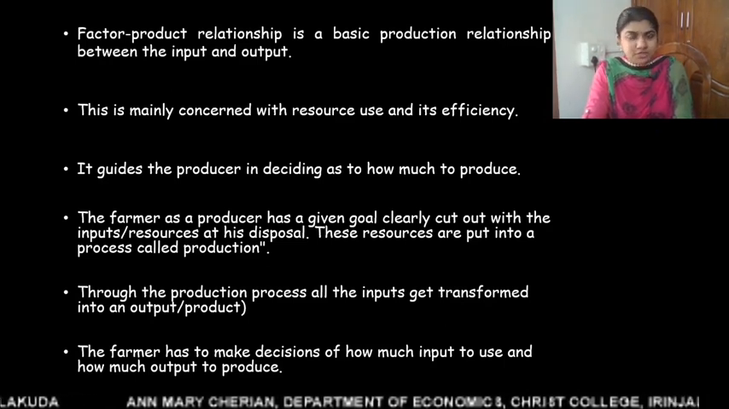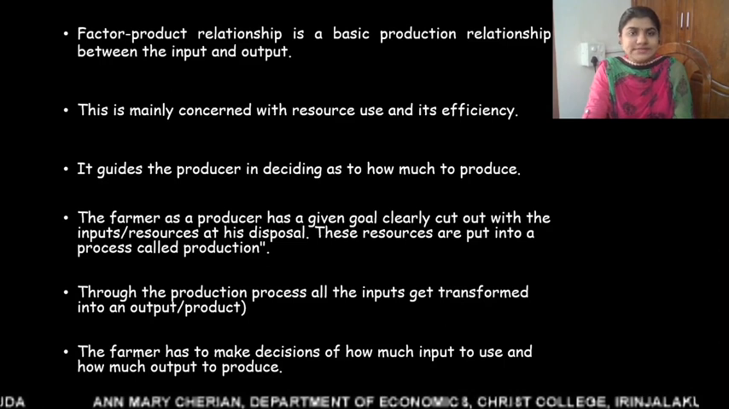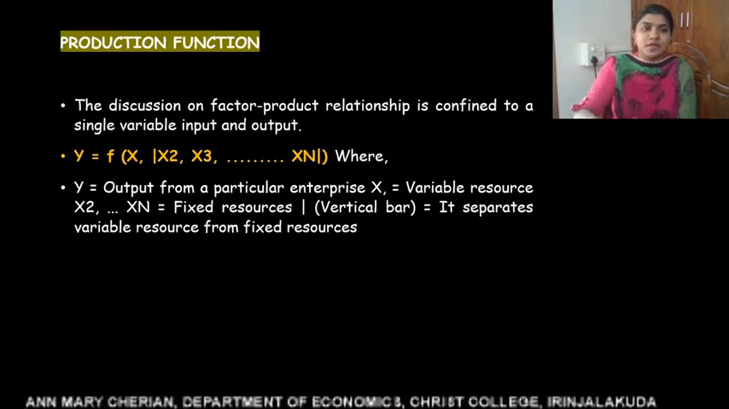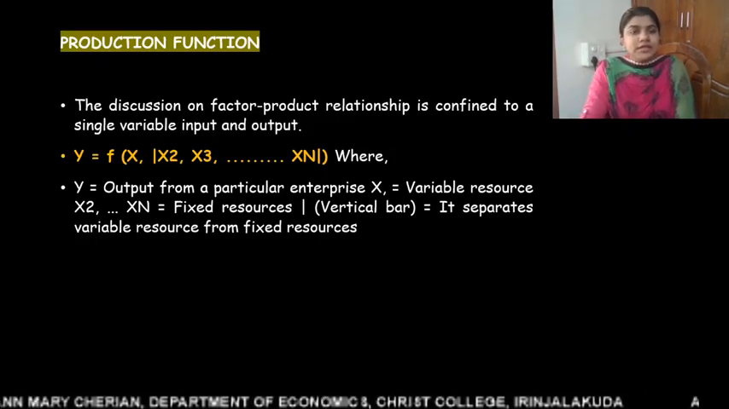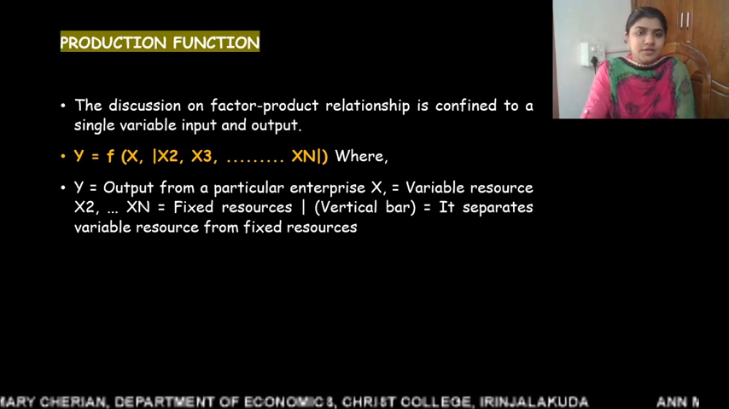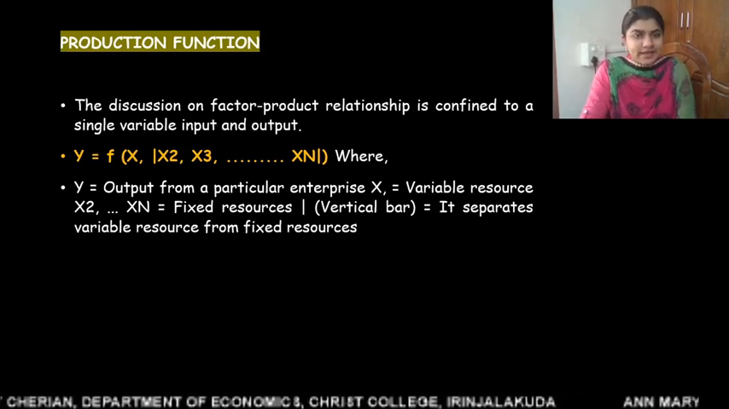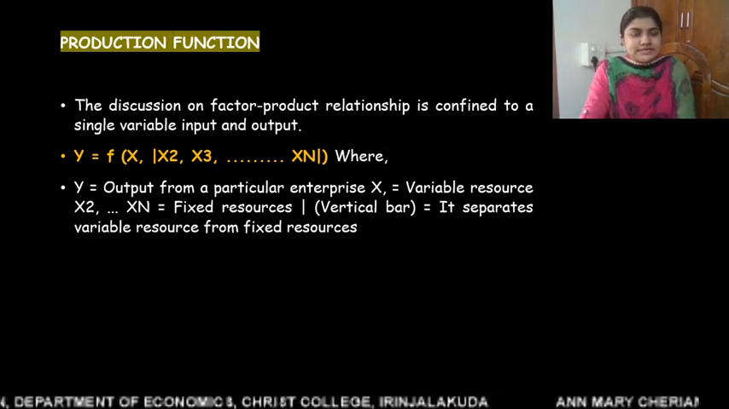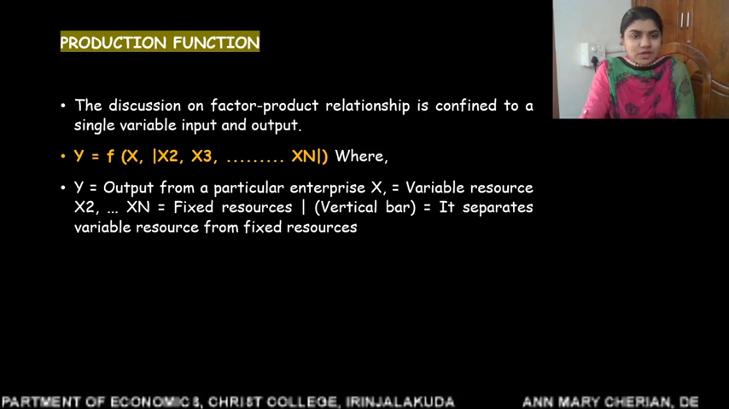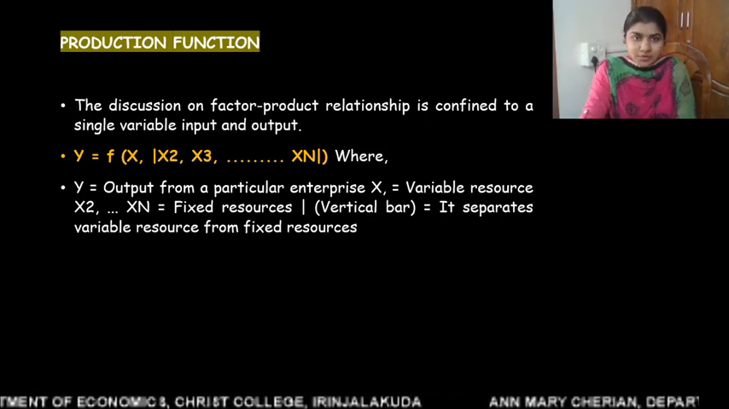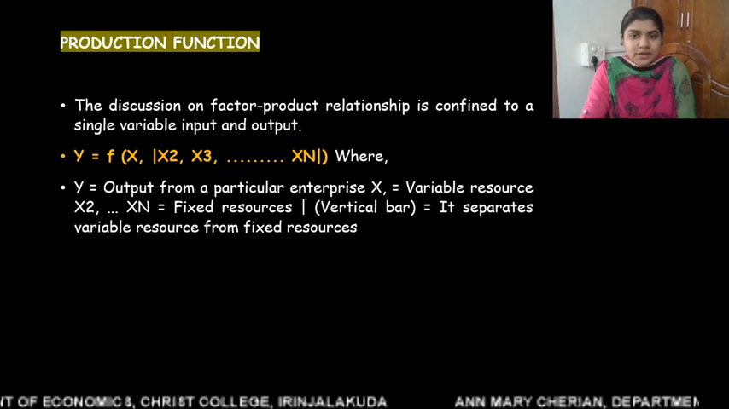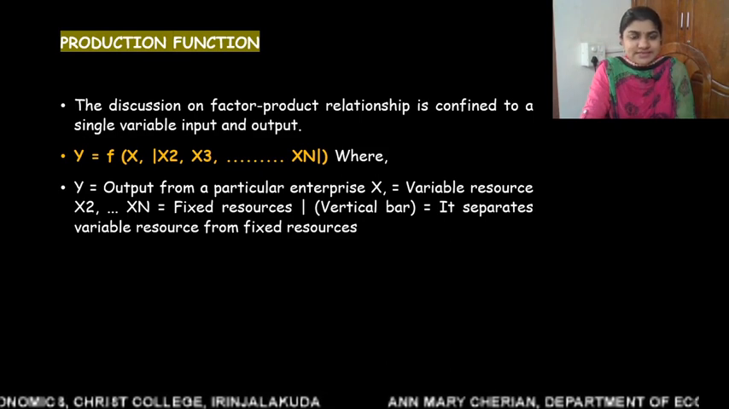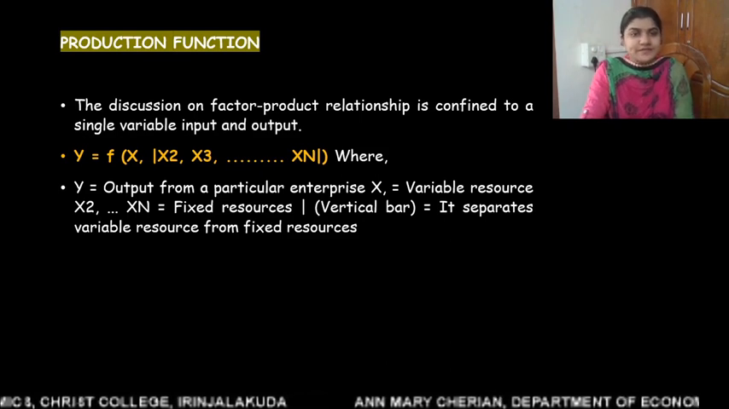So the basic production function can represent factor product relationship or input output relationship. Here I have written the production function: Y is a function of x, x2, x3, etc., xn. Here I have considered only a single variable input, and the only variable input is x, and x2, x3, etc., xn are fixed variables or fixed resources.